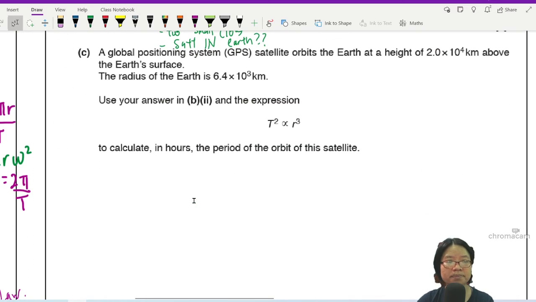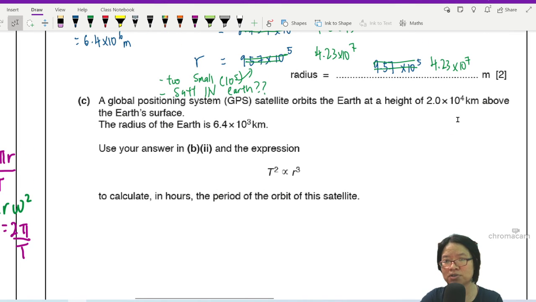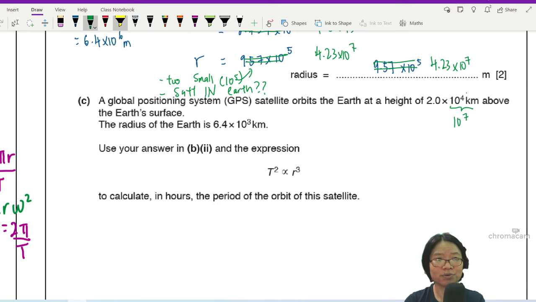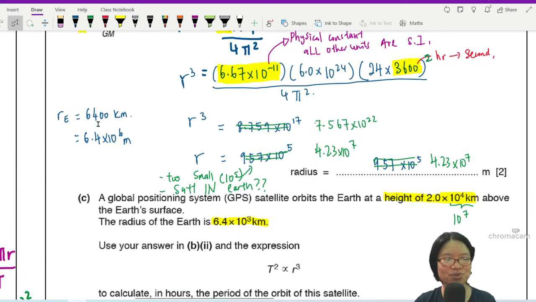Okay, part C. A global positioning system, GPS satellite, orbits the Earth at the height of this much above the Earth's surface. So this is also another tell that your prefix is 10 to the power of 7 because of the km. Okay, so if you get 10 to the power of 5, you should already be suspicious. All right, so 10 to the power of 4 km above the Earth's surface. The radius of the Earth, they give already, 6400 km.